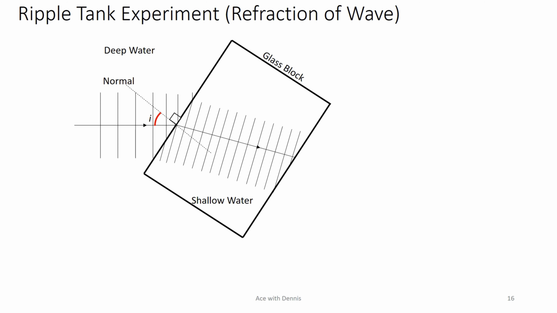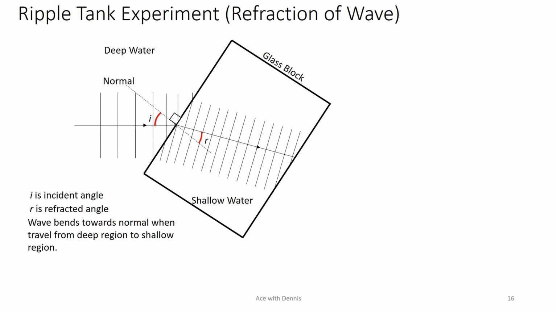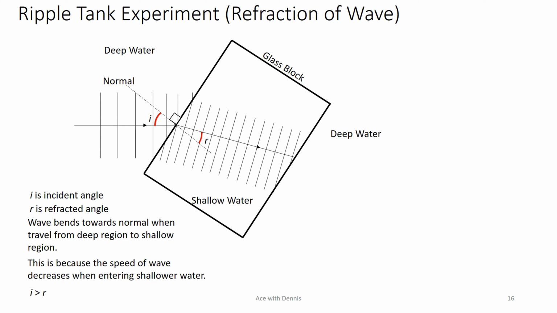Then, we know that i and r here: i is the incident angle and r is the refracted angle. Wave bends towards the normal when traveling from deep region to shallow region. This is because the speed of the wave decreases when entering shallower water. Therefore, i is greater than r.